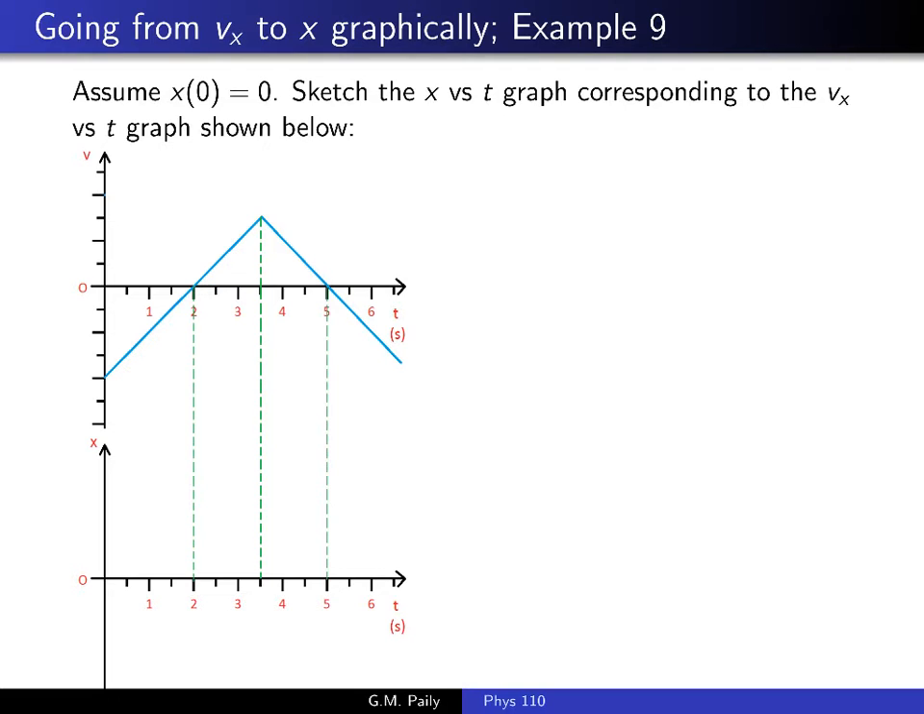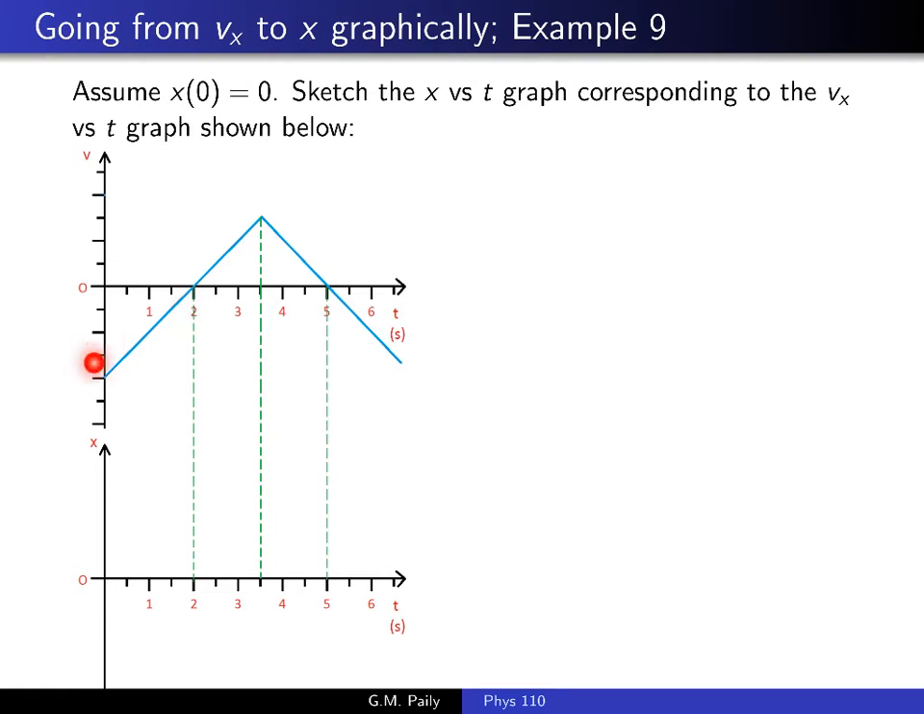Pause the video, take a moment, and try to draw the corresponding x versus t graph. Take another moment to think of the solution yourself. We will now discuss the solution.